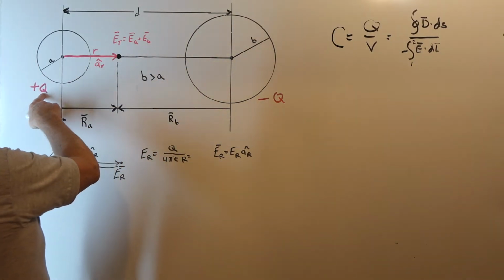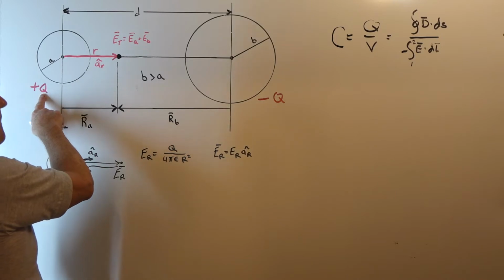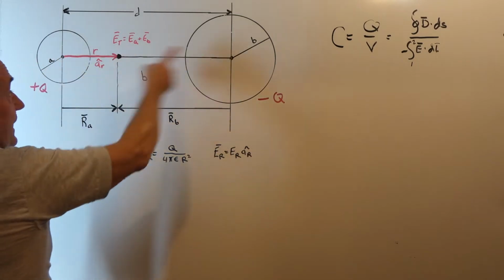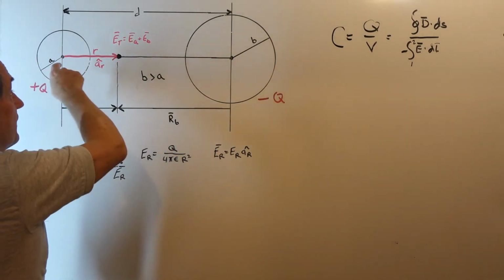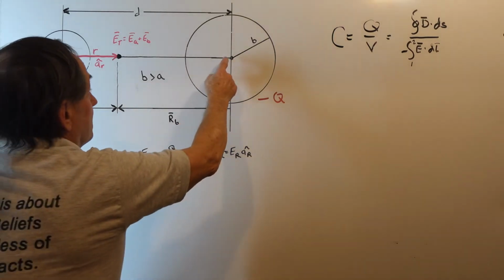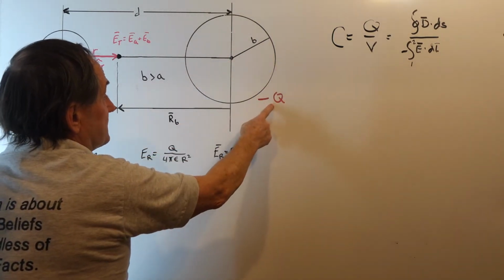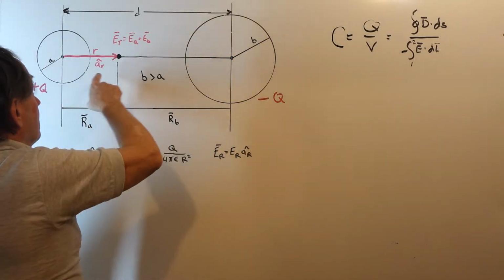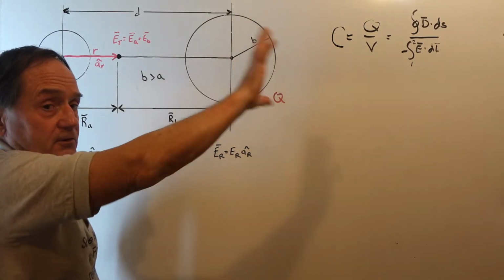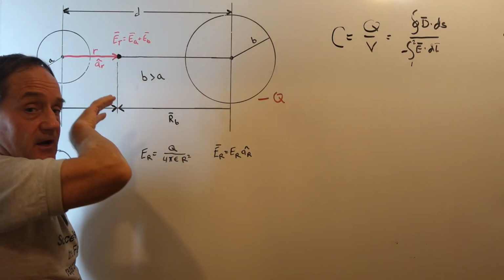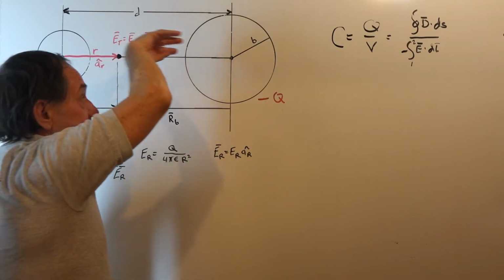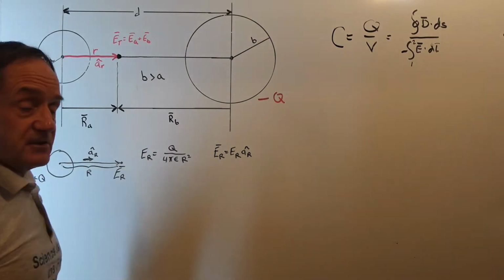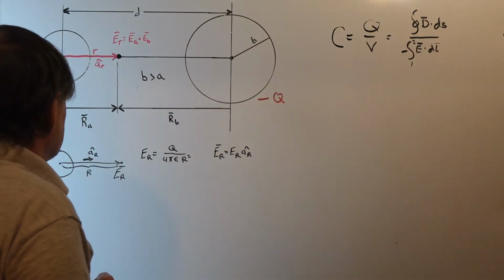In the smaller sphere, we're assuming it has a positive charge on it, so the field is directed radially out in this direction. The larger sphere, which has a minus q on it, has a field that goes into it. The field is radially outward if you have positive charge, and radially into the center of the sphere if you have a minus charge. This is just an application of Gauss's law.